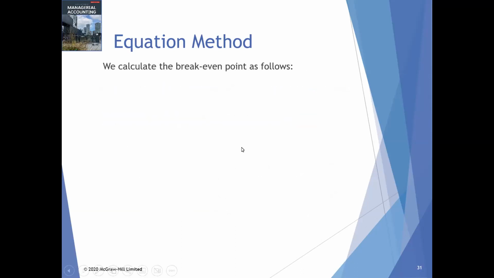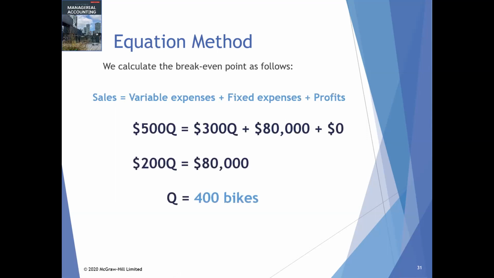If I look at this, we need to calculate the quantity. How can we calculate the quantity here? We know that 500Q is equal to 300Q plus 80,000 plus 0, and this is like 200Q is equal to 80,000. And the Q will be 400 bikes. So that we have calculated.